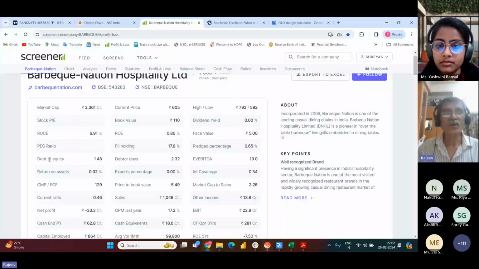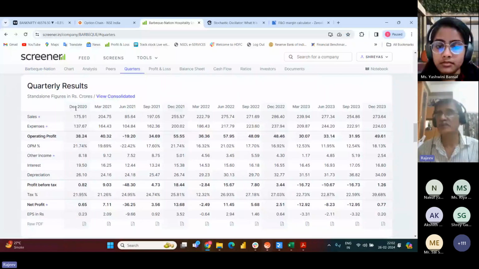What is the debt to equity ratio? If I click on this quarter, it gives you quarterly data right from December 2020 to December 2023. What was the sales numbers? What was the operating profit numbers? What is the operating profit margin, OPM? So all this fundamental data is given on this particular site. Those who are interested can go through this site. Just wanted to touch on this as well, as far as the fundamental information is concerned.